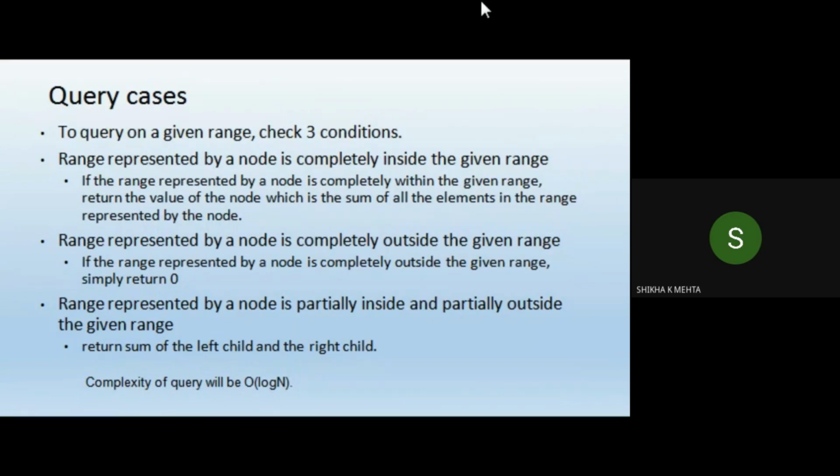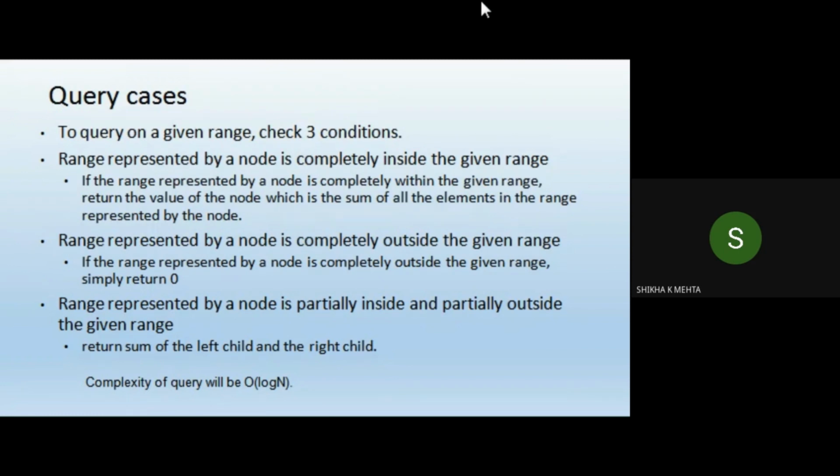So for a given query, we have three conditions basically. It may be that the range represented by the node is completely inside the given range. In that case, simply what we have to do is return the value for that range. We find the sum stored in that particular node, and we return that particular value.